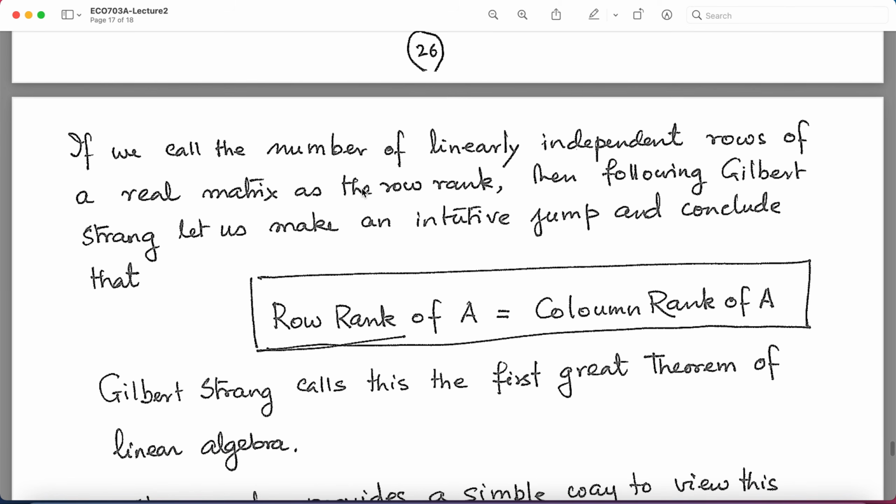This result, that the number of linearly independent rows must equal the number of linearly independent columns, is what is called the first grade theorem of linear algebra by Gilbert Strang, and it is absolutely fascinating, it is spine-chilling, but it is very fantastic. When I first thought of that deeply, not in my undergraduate days, but after that, isn't it fascinating that the number of linearly independent columns must be exactly equal to the number of independent rows? I think this is a marvelous fact.